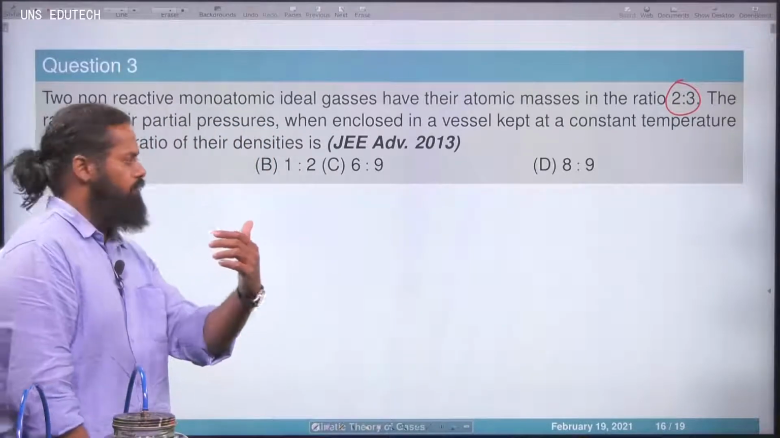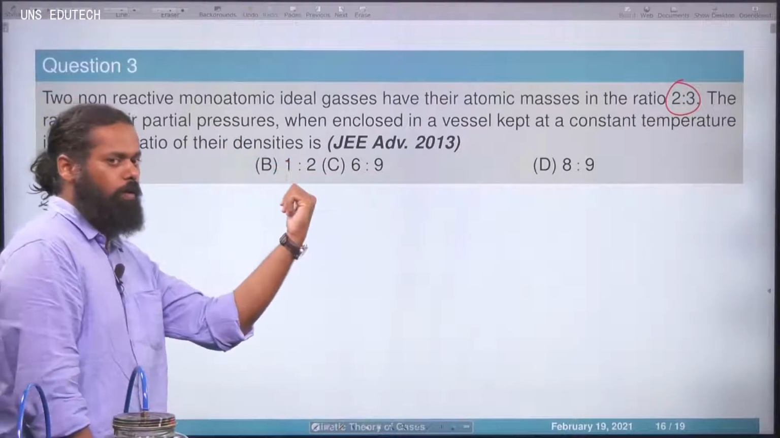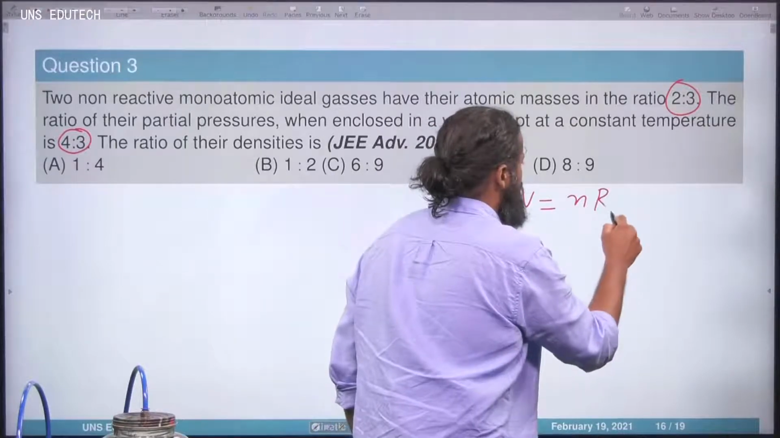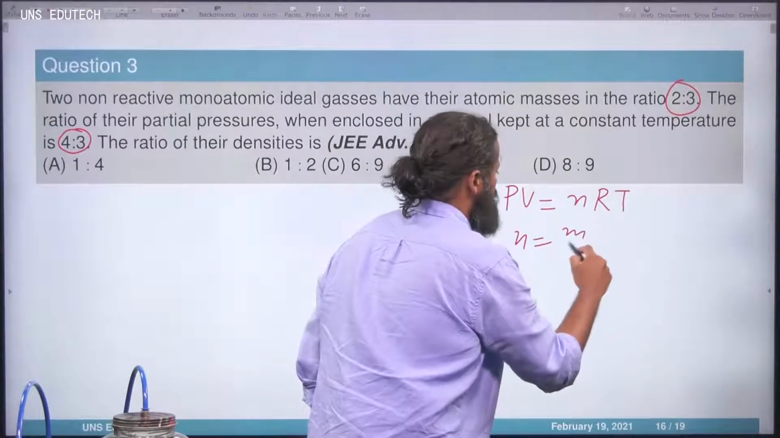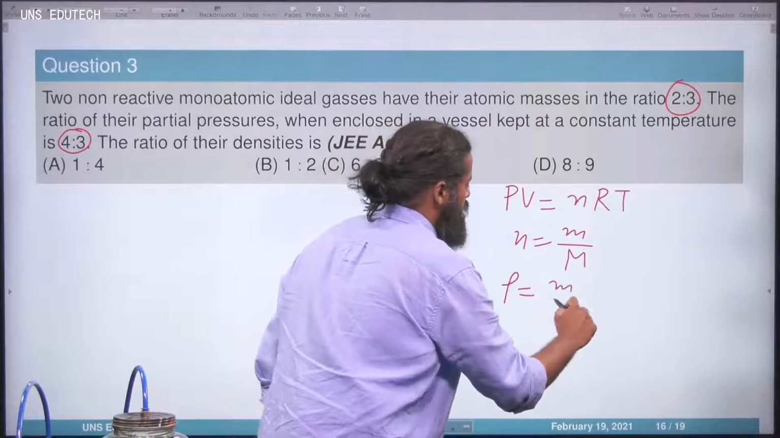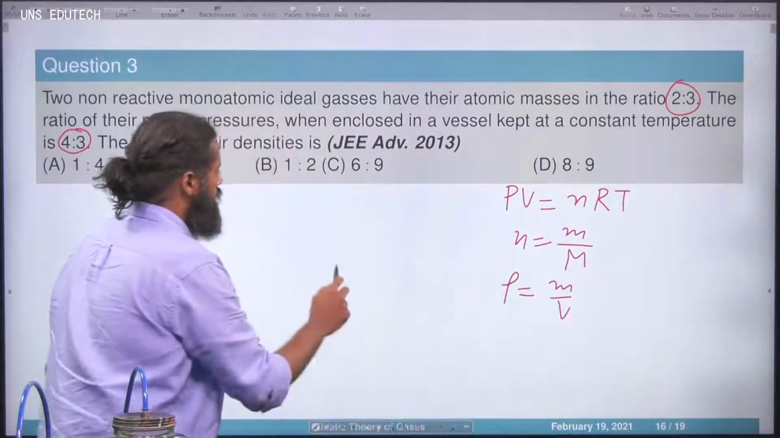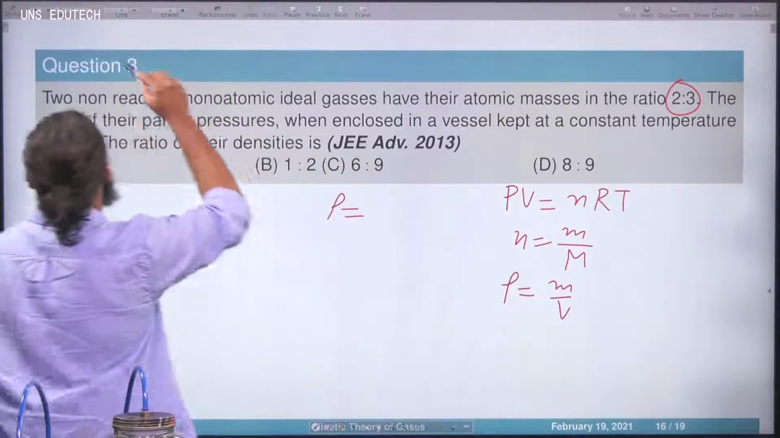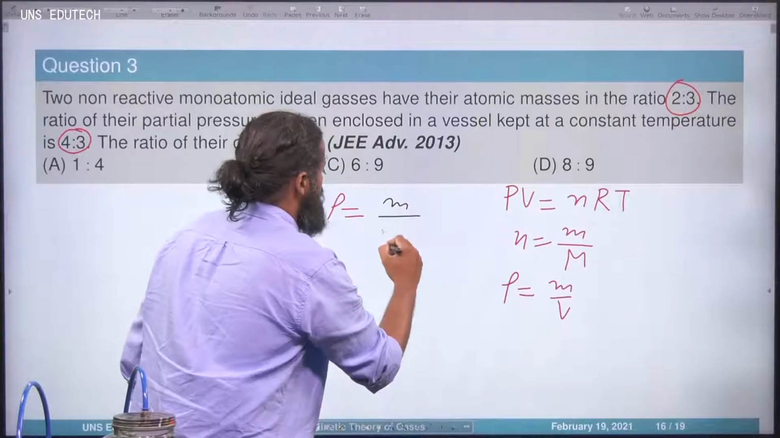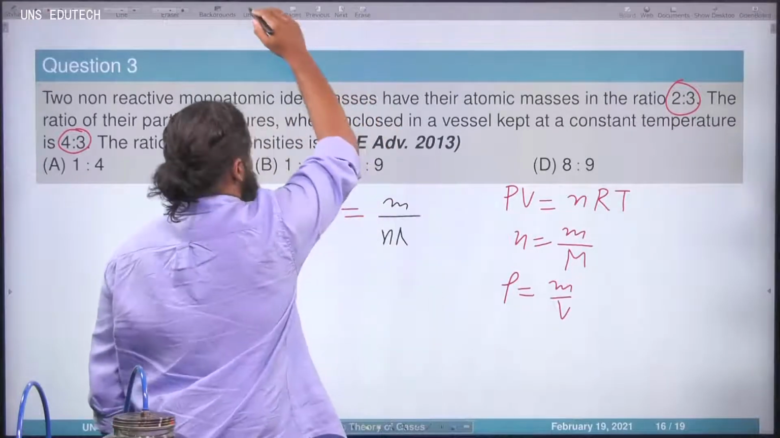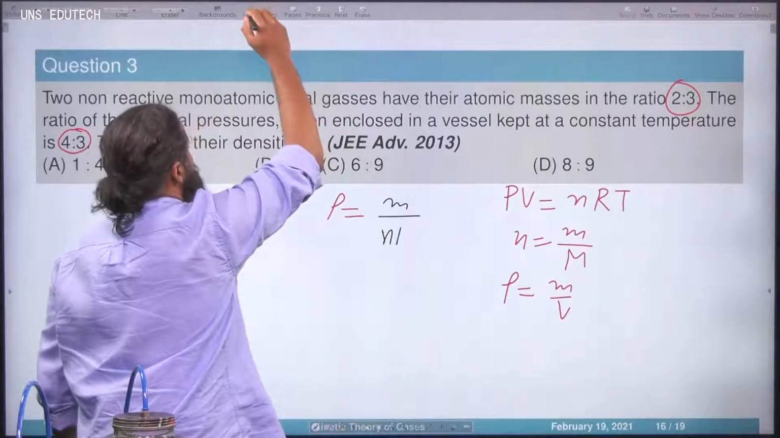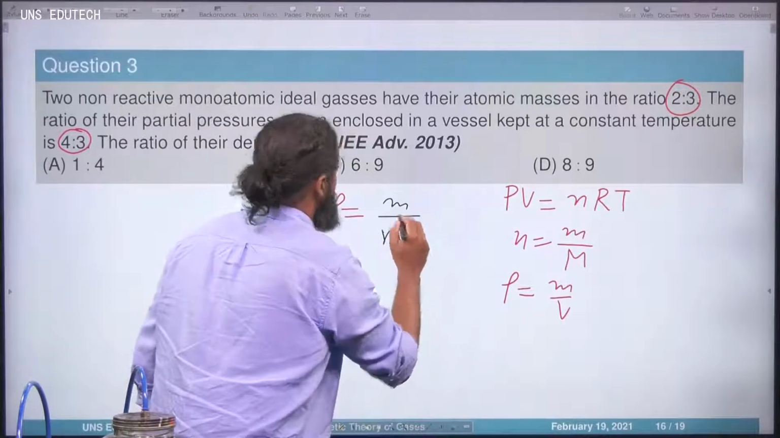So it's a question similar to the previous case, only you have to understand the partial pressure concept. That is the only thing you have to do here. See, again, PV is equal to nRT, and you know that n is nothing but mass by molar mass. Density is nothing but mass by volume. You will get a relationship using density. Density is equal to mass divided by volume, which is nothing but PM by RT.